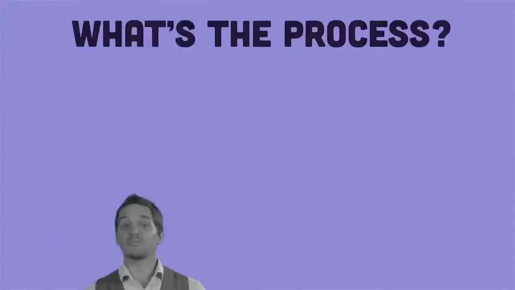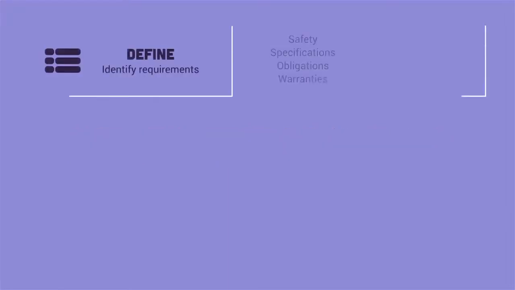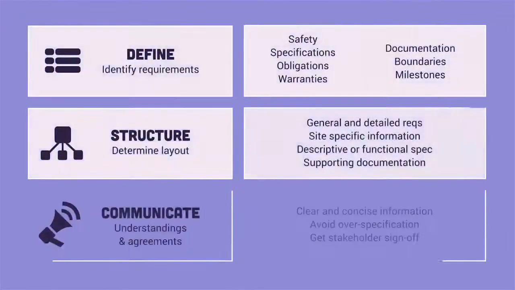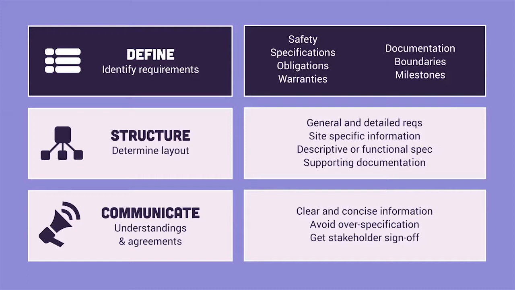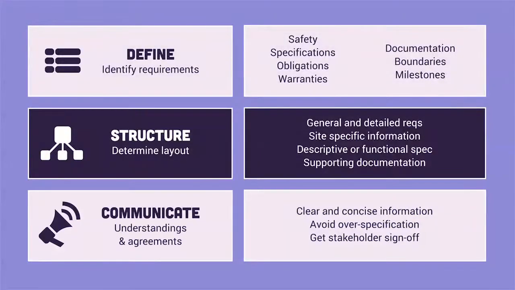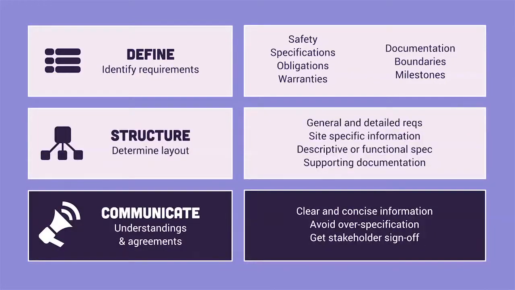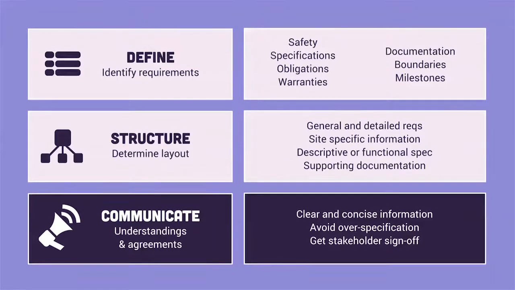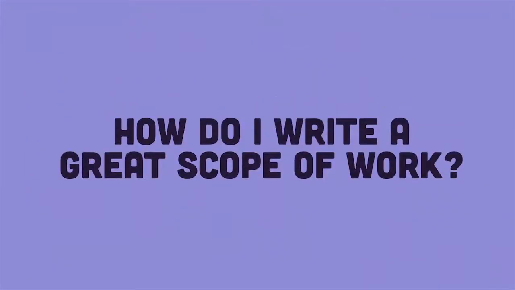So let's break down the process. Start by identifying requirements. You need to explicitly define what is included and be clear on what is excluded. Next, you need to determine the structure of your scope of work. This is how it's presented and read. After getting stakeholder input, you can build your SOW, making sure you avoid overspecification. Finally, communicate and get sign-off. The process is simple, but how do I write a great scope of work?